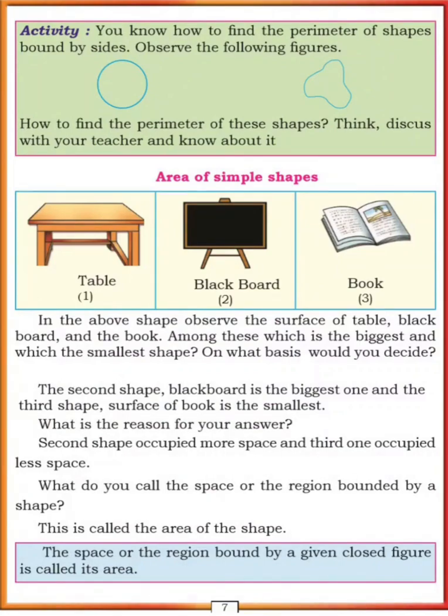The second shape occupies more space and the third one occupies less space. What do you call the space or the region bounded by a shape? This is called the area of the shape. The space or the region bound by a given closed figure is called its area.